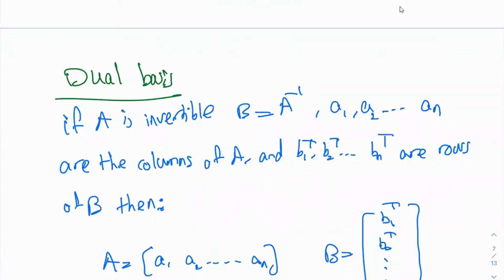Okay, so now let's talk about the dual basis. What do I mean by dual basis? Assume the matrix A is invertible. It means that it's a square matrix. So B is an inverse of A. B is equal to A inverse.